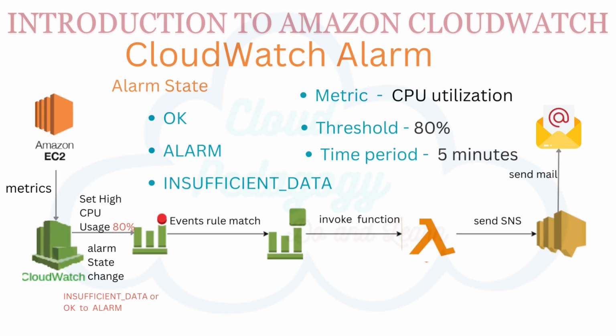An alarm can be triggered when it transitions from one state to another. Once an alarm is triggered, it can initiate an action, and actions can be an Amazon EC2 action, or maybe an auto scaling action, or a notification sent to Amazon Simple Notification Service.